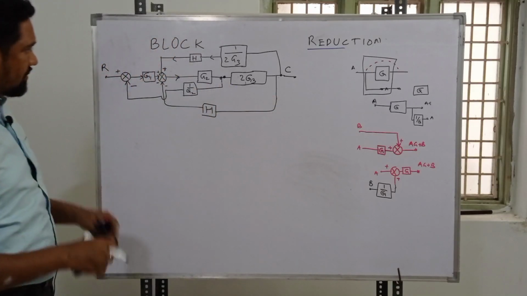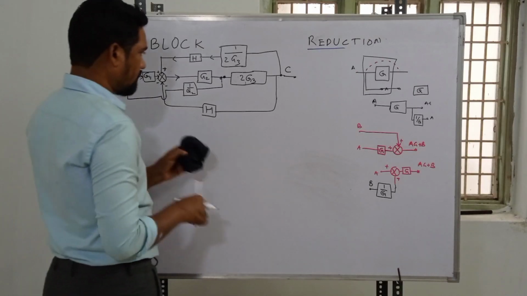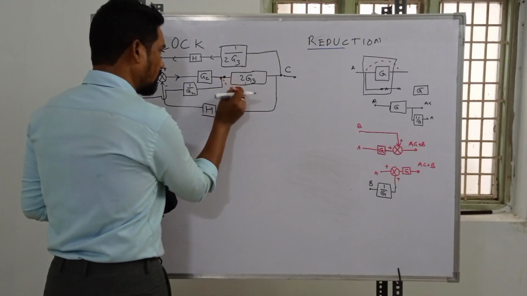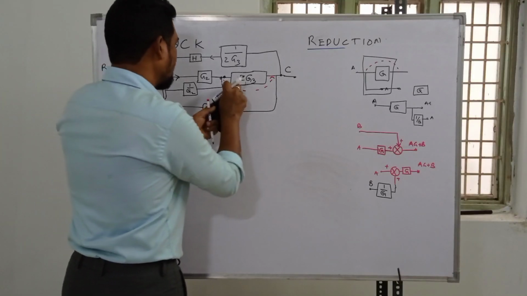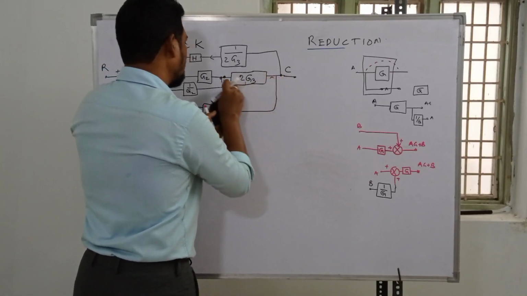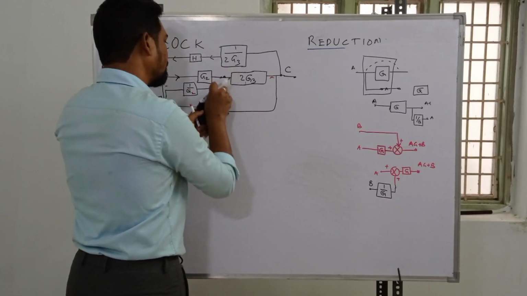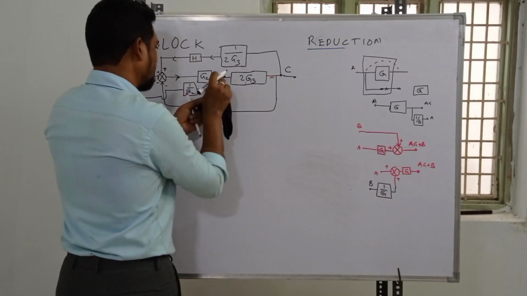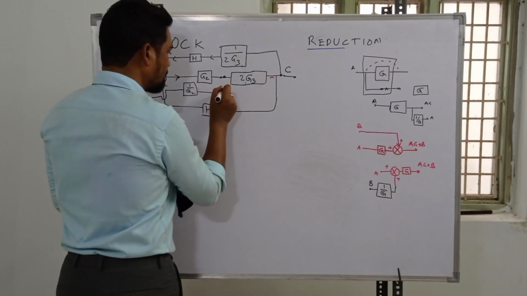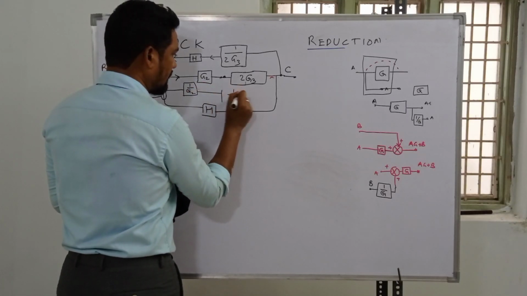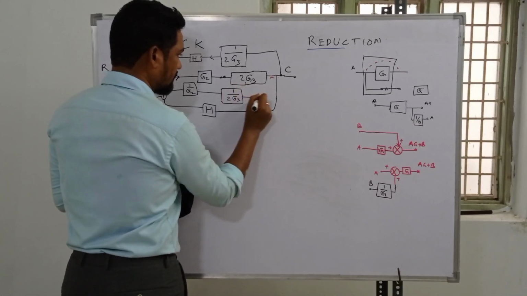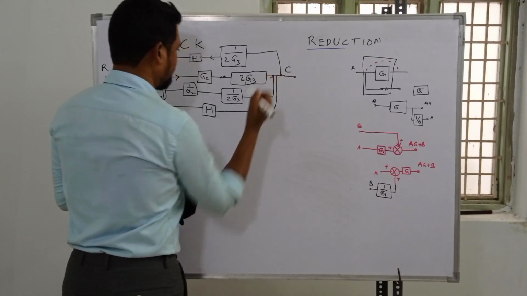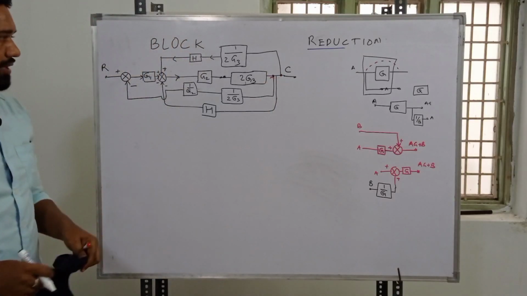So guys, in the same way, even this takeoff point could be shifted to that side. Once again, what is to be done? If this takeoff point has to be taken ahead of twice of G3, again we need to introduce a block with the transmittance 1 by 2G3, and the connection from the takeoff point will be over here. That's a reduction.